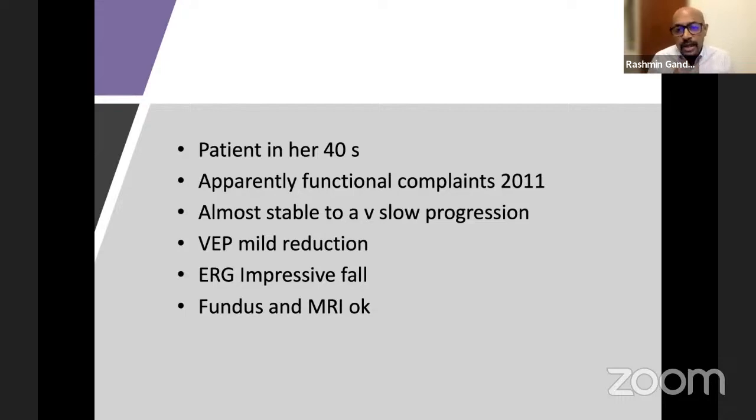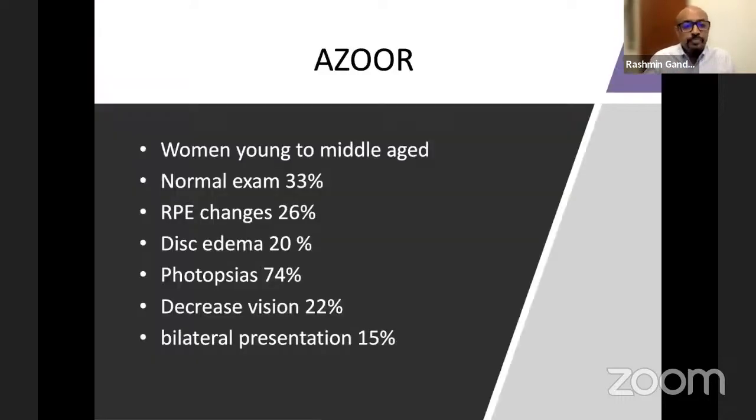So the highlight of this case is that while some patients may look like, or may even be proven to have, a non-organic vision loss, they still need regular follow-up, because sometimes they might be harboring something which might become apparent later. So what is AZOOR? That's what the other team thought, that this patient might be having AZOOR. Generally, it affects women of young to middle age. 33% of these patients would continue to have normal examinations, while some of them may show RPE changes or decreased vision.